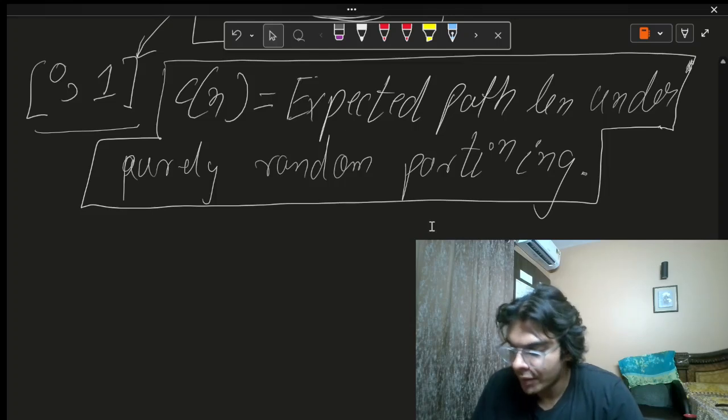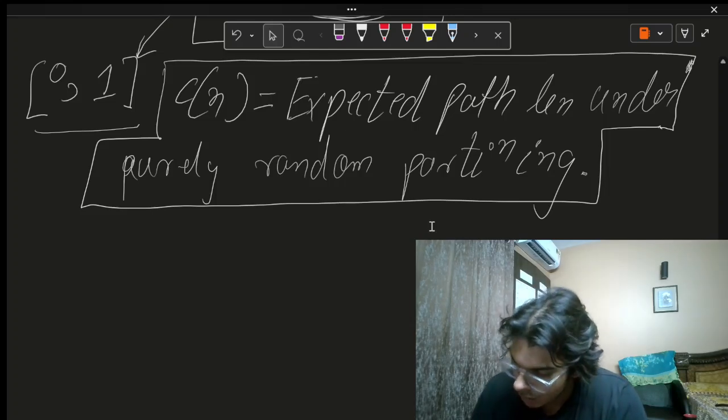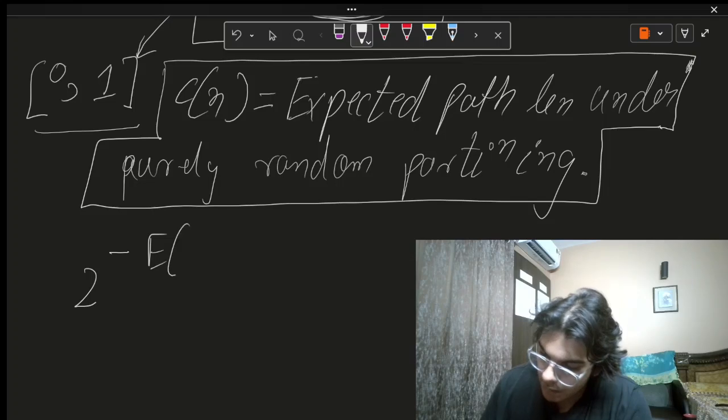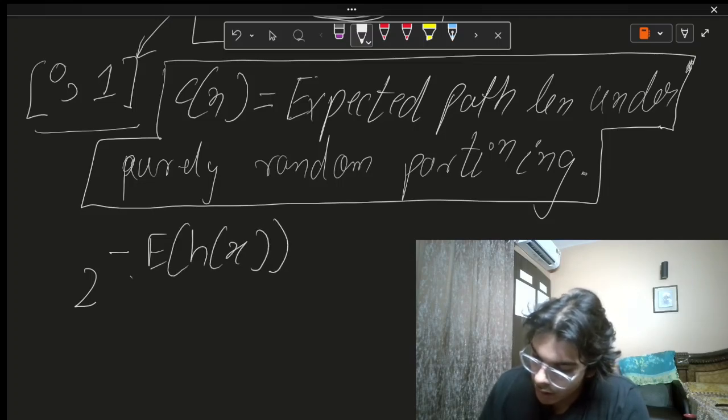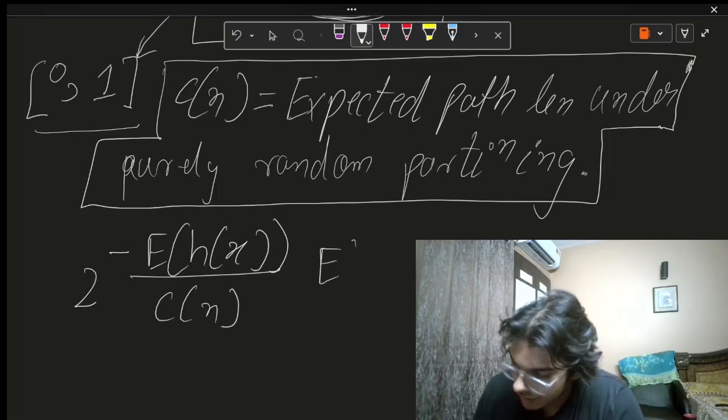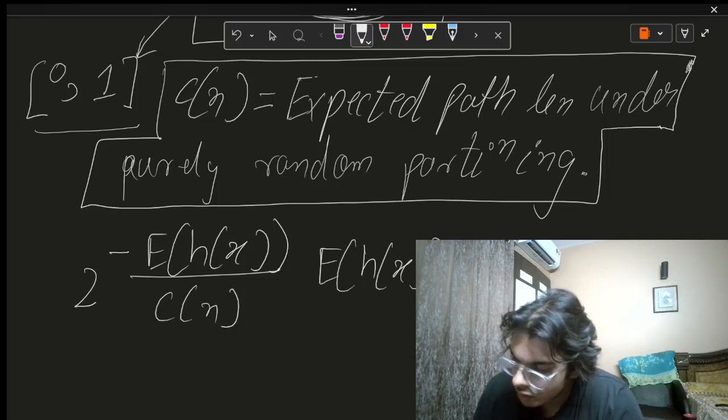So how do we interpret this? It's very simple. We have this formula, 2 to the power negative of E of h(x), and in the denominator we have C(n). So we basically get three cases. The first case is whenever our calculated expected path length is close to C(n), which means these two will become equal.